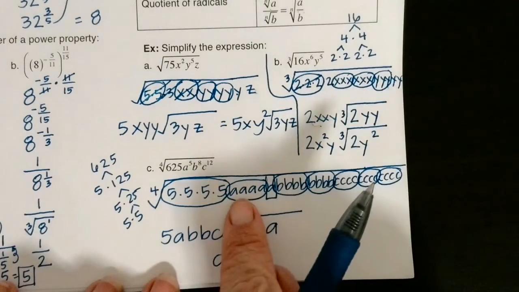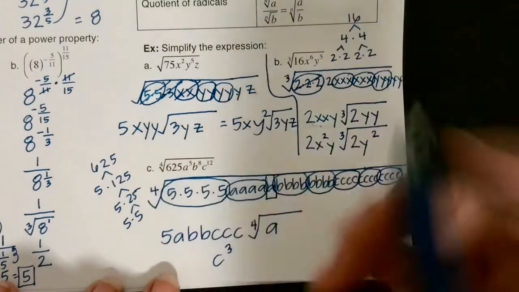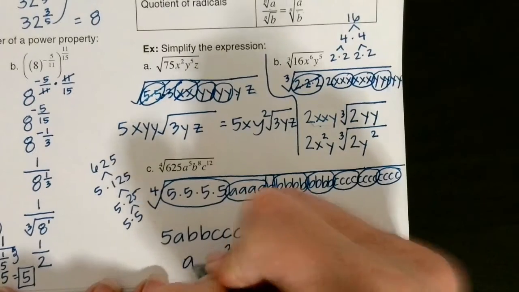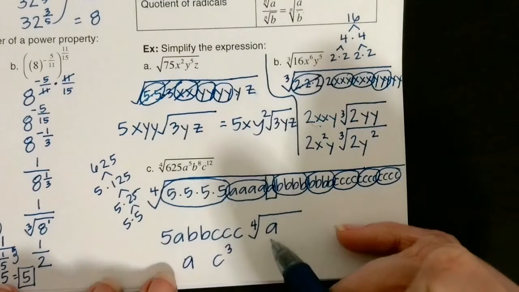Okay, how many a's are here? Oh, there's 5 a's. How many times does 4 go into 5? Just 1 time, so there's only 1 a, but 4 doesn't go into 5 an even number of times. There's 1 left over, so that leftover 1 is in the house.